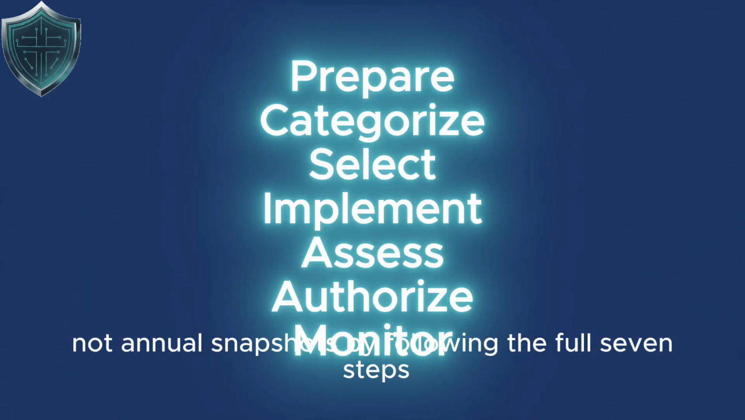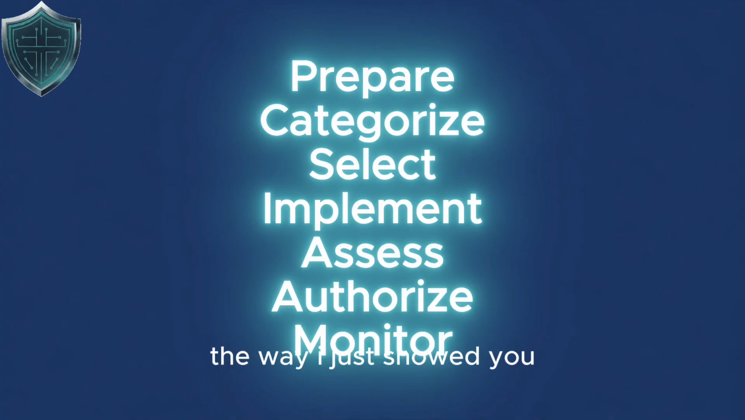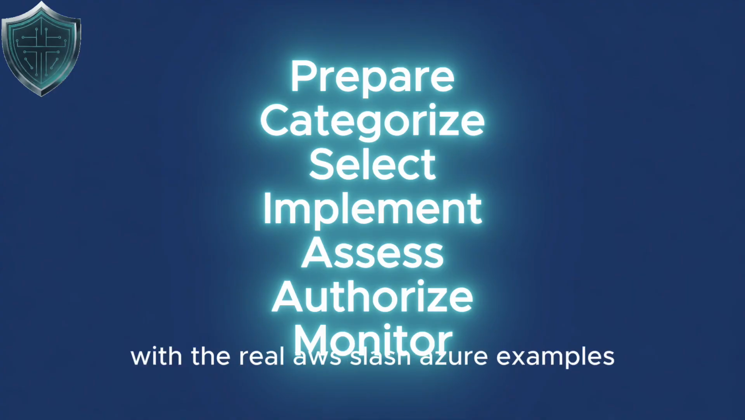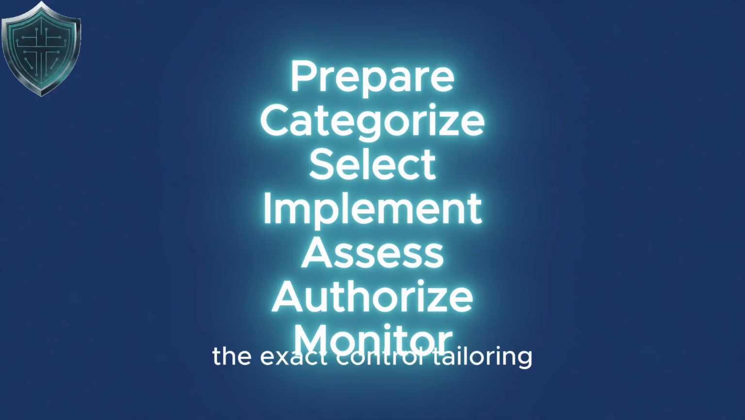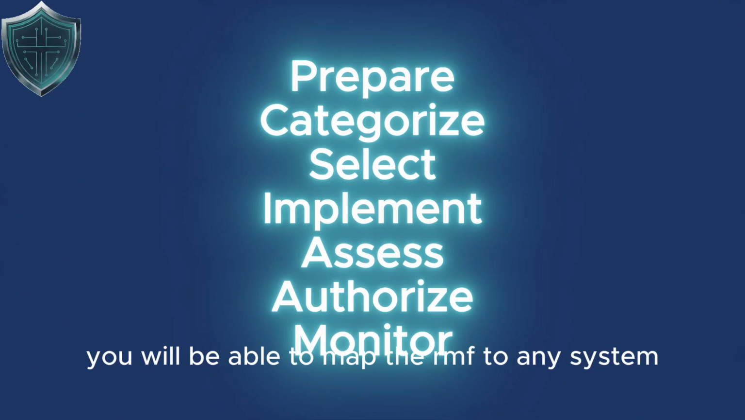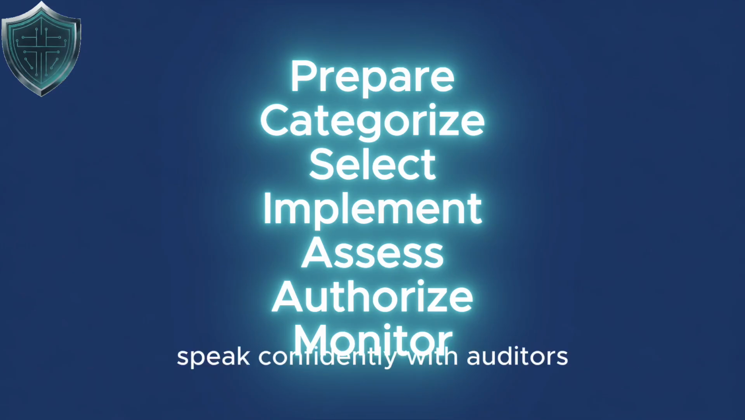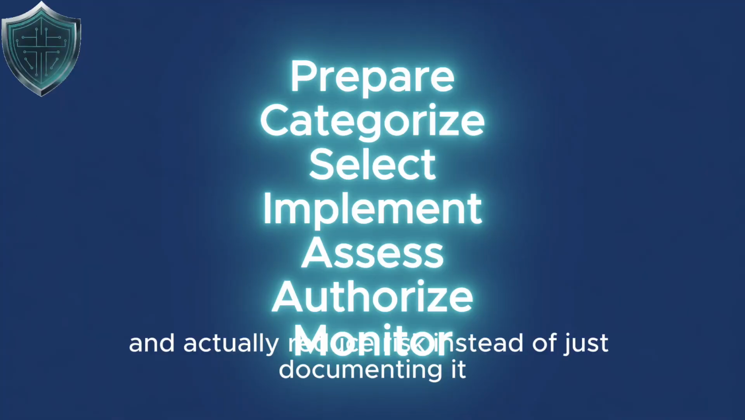By following the full 7 steps the way I just showed you, with the real AWS/Azure examples, the exact control tailoring, the evidence screenshots, and the templates from the starter kit, you will be able to map the RMF to any system, speak confidently with auditors, and actually reduce risk instead of just documenting it.